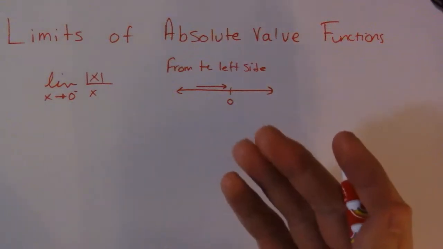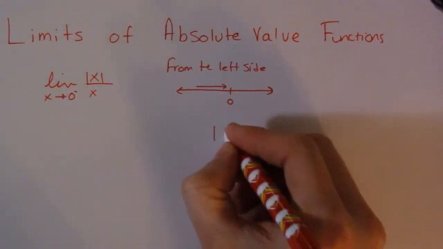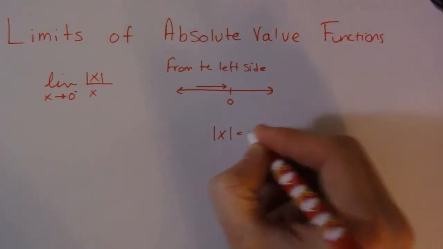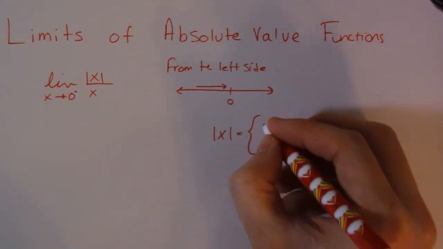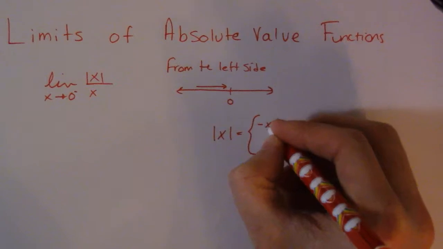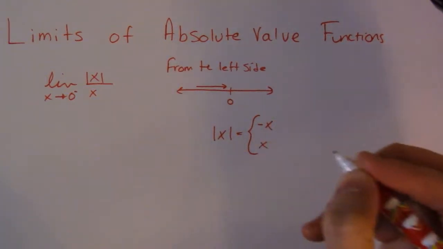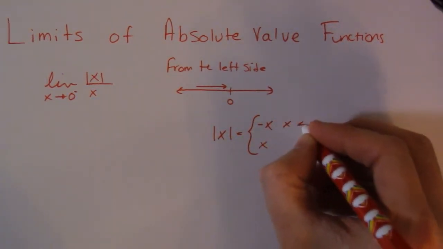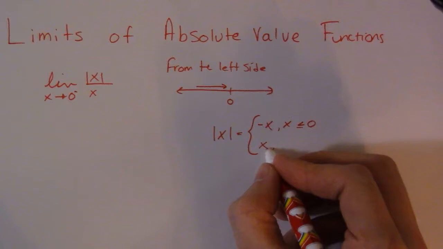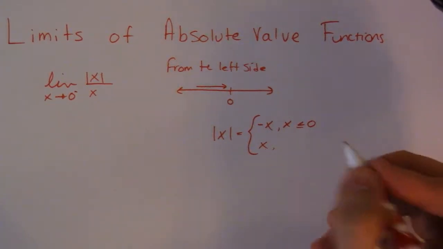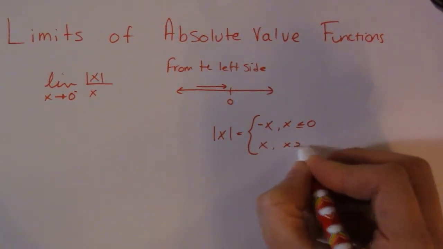When we think about the absolute value function, it can be broken up into two pieces, so a piecewise function. The first part is negative x and the second part is x. If x is less than or equal to 0, we define the absolute value function as negative x. And if x is greater than 0, it's just x.